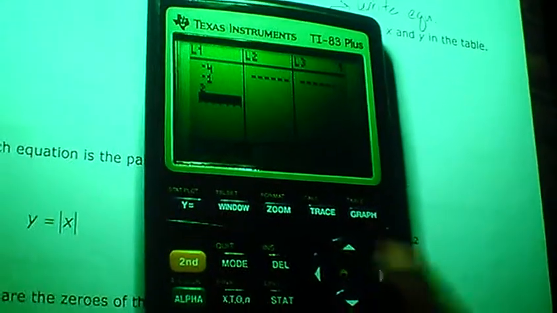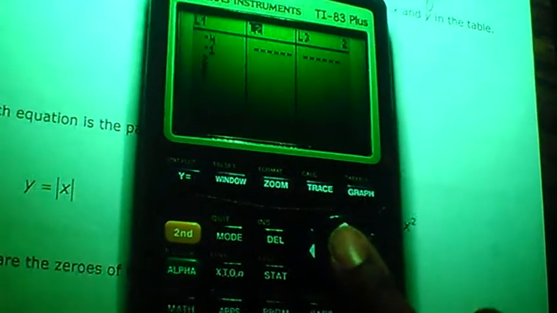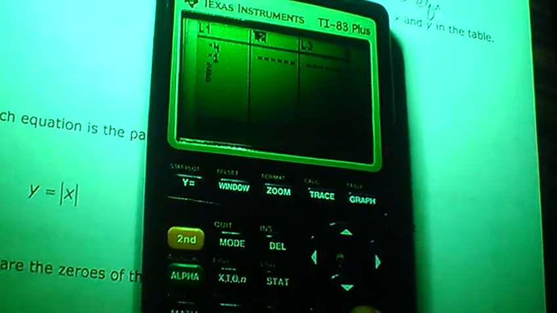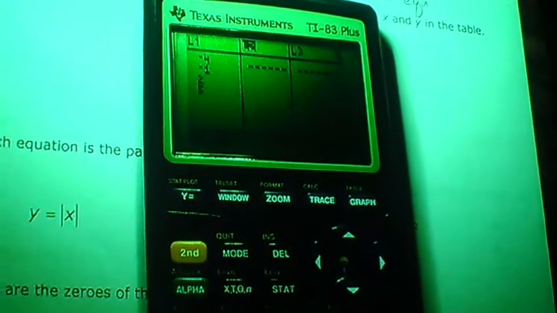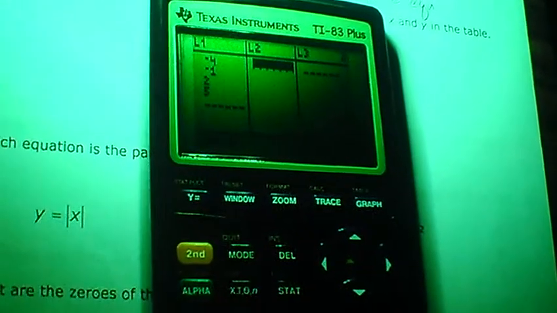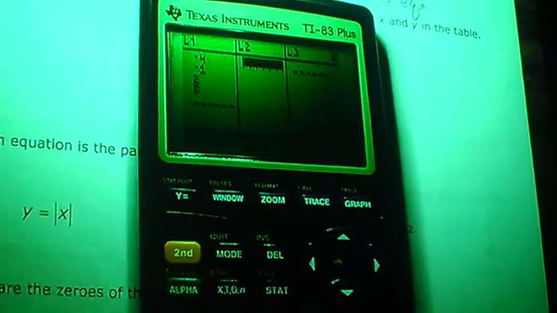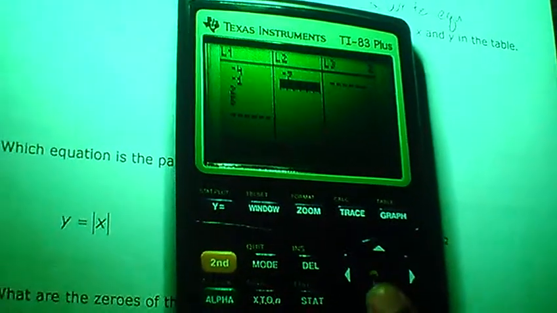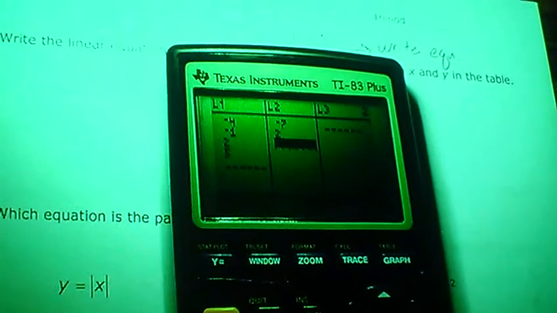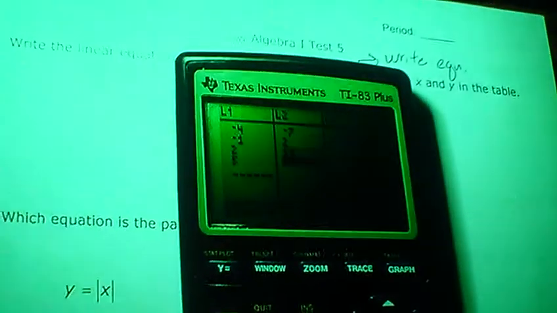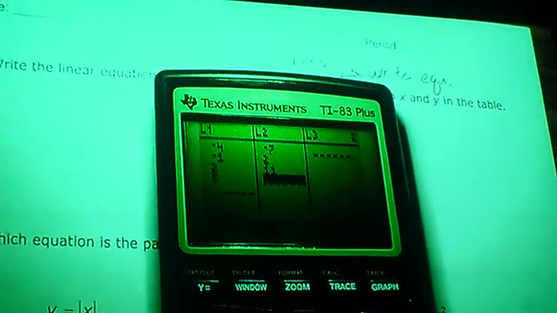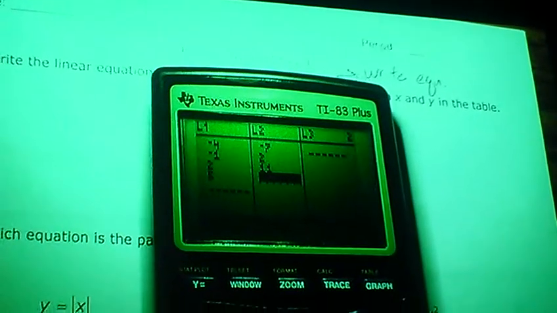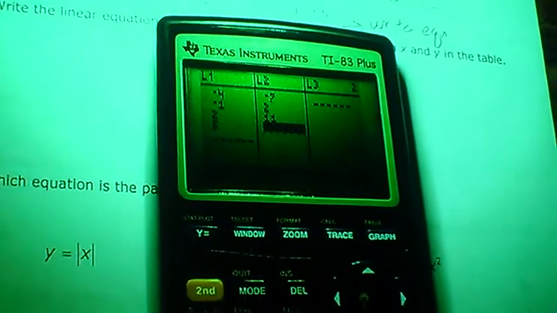Now we'll go over to L2, which would be y. Negative 7, 2, just a moment. Okay, negative 7, 2, 11, and 20. Thank you. All right, once we've entered our points, then we go back to stat.